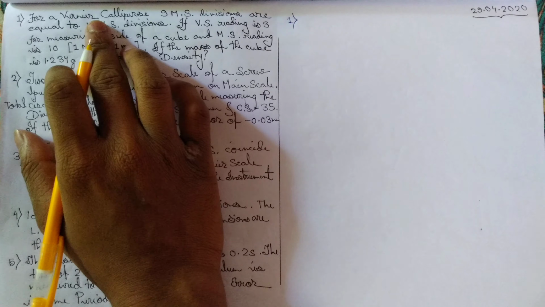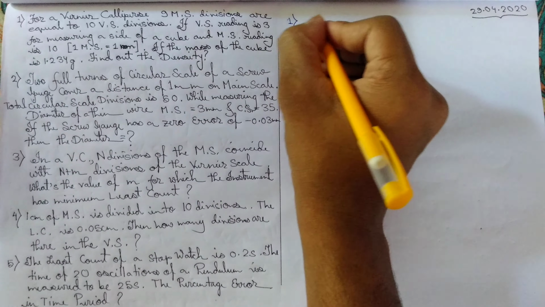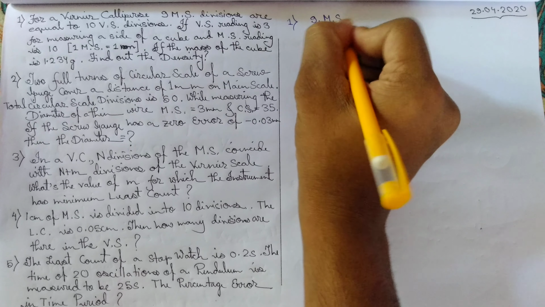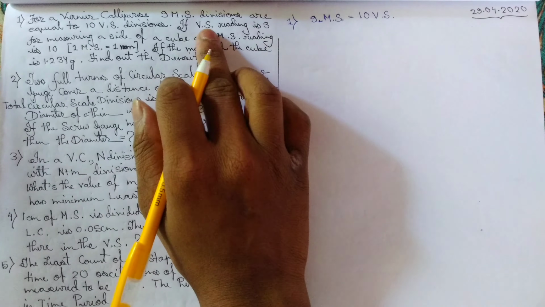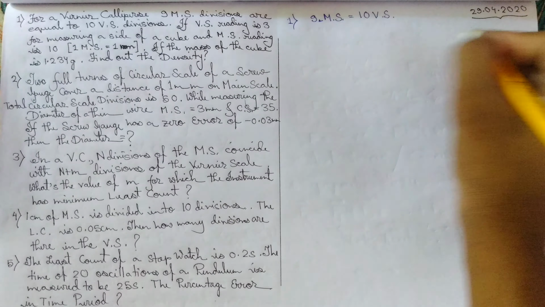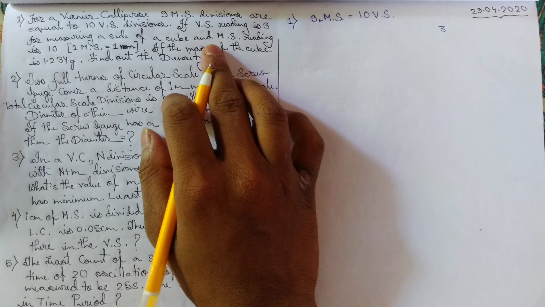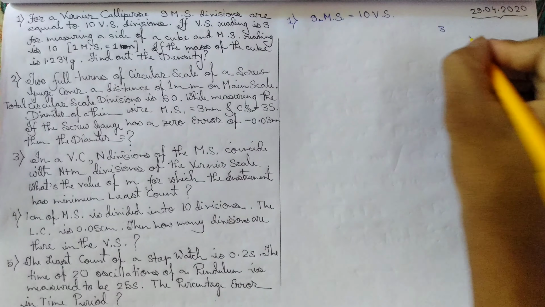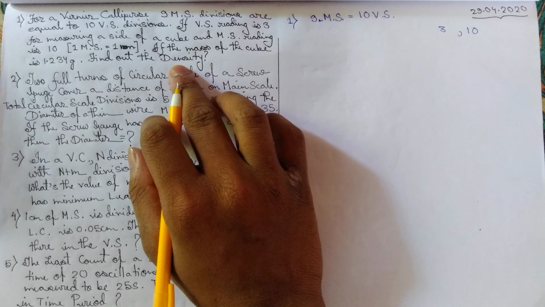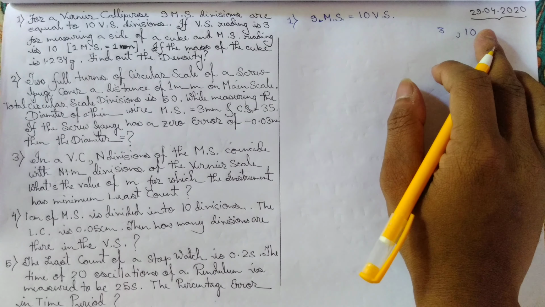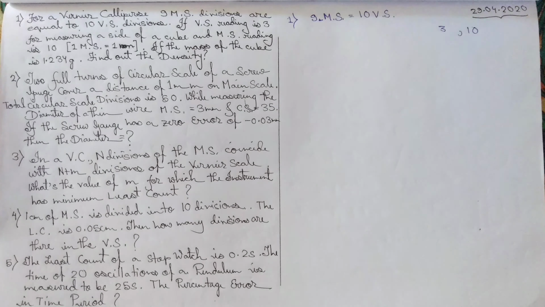So here for the vernier calipers, 9 main scale division are equal to 10 vernier scale division. So 9 MSD is equal to 10 vernier scale division. If vernier scale reading is 3 for measuring a side of a cube, and the MS reading is 10, what will be the density of the cube? First we have to find out the length of the cube, and then the volume, and from the mass we will easily find out the density.